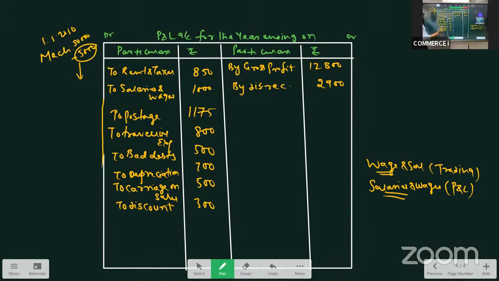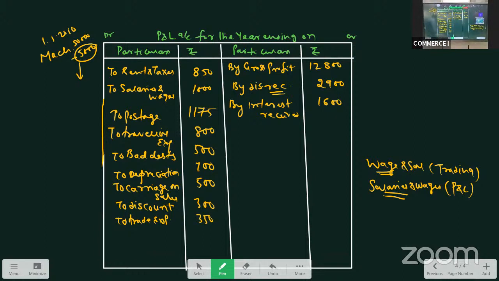Interest received. Sir, why did you write it on the credit side? I told you, expenses on the debit side, incomes on the credit side. Interest received is given as how much? It is 1600. Then trade expenses. Trade expenses are buying and selling expenses. Again, I'll take on the debit side. Trade expenses are 350.